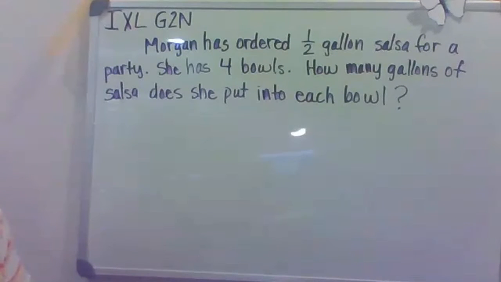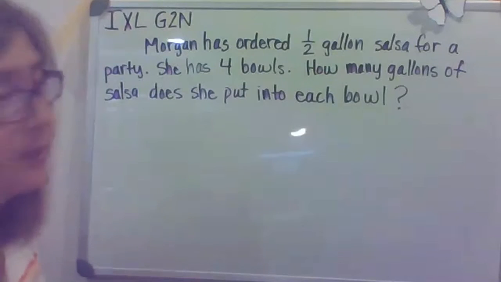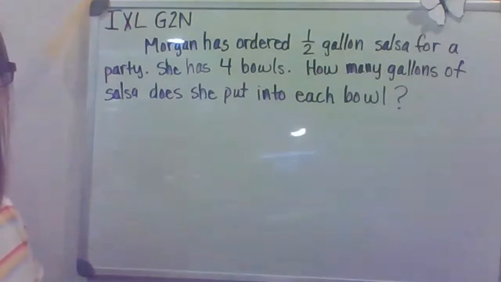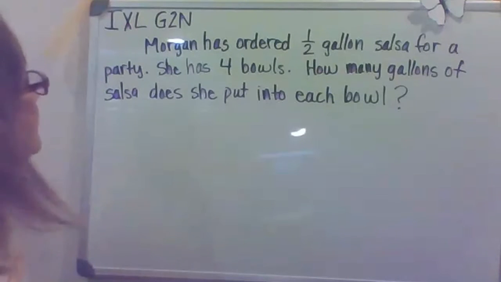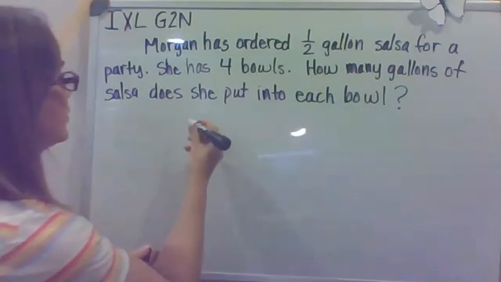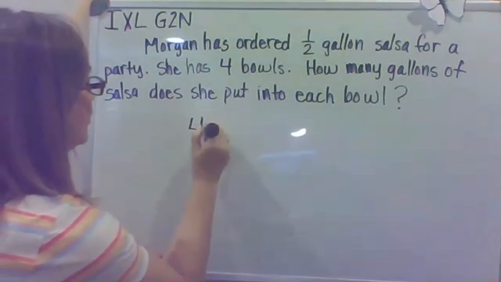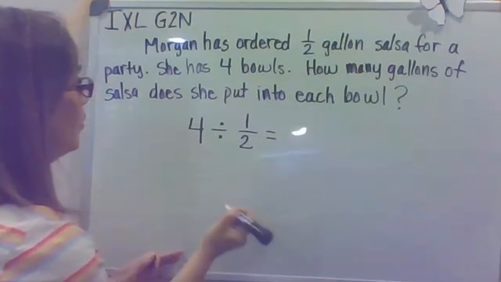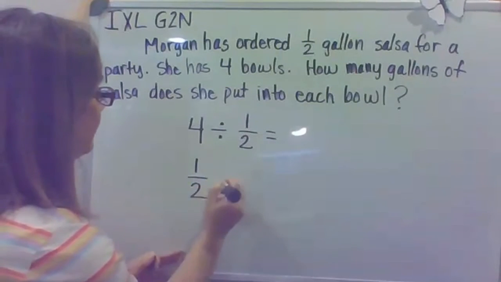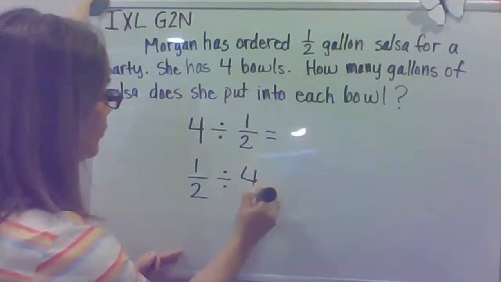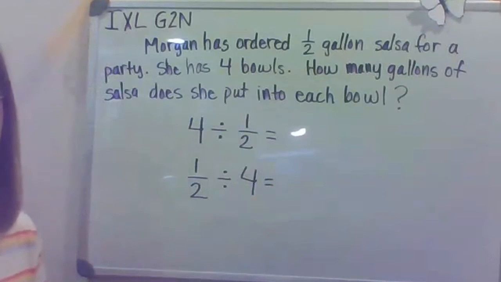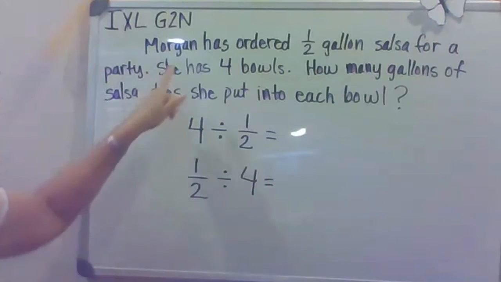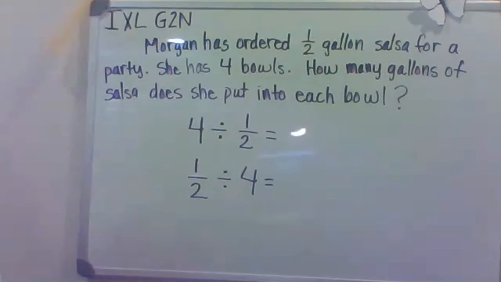If you think back to those cookie questions, I would always speak that language about cookies, and cookies are being shared by how many people? So I want you to think to yourself, is this going to be 4 divided by 1/2, or would it be 1/2 divided by 4? So let's read the question again. Morgan has ordered a half gallon of salsa for a party. She has 4 bowls. How many gallons of salsa does she put into each bowl?